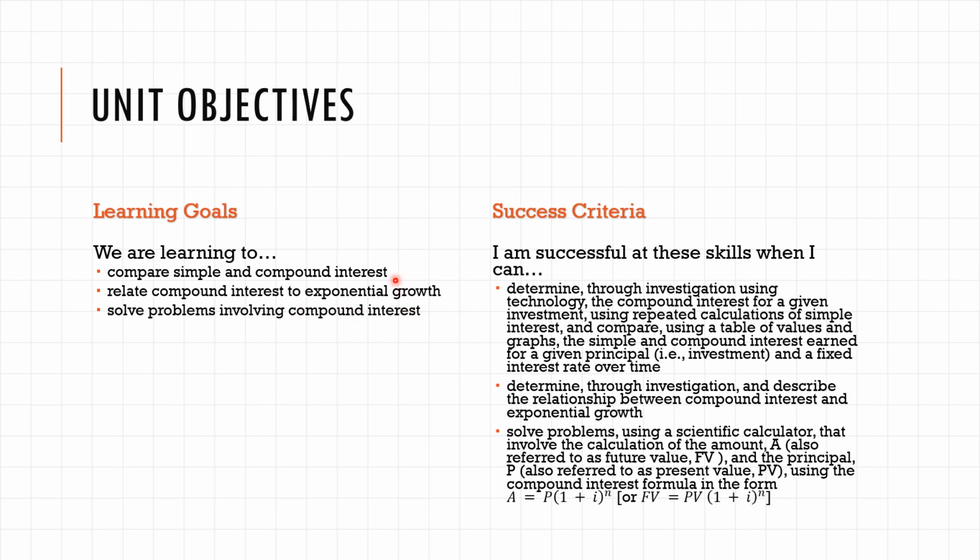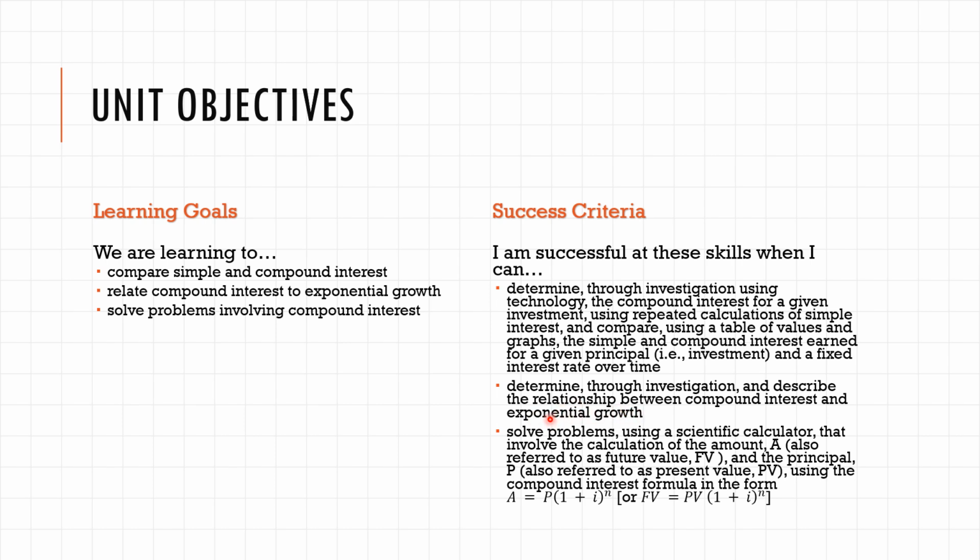And there's lots of things that we will do in accomplishing these goals. We'll determine what is the compound interest for a given investment. And we'll do that by repeatedly calculating something called simple interest. And then we'll use a table of values and graphs to compare the difference between simple and compound interest for a given investment and a fixed interest rate. We'll continue on and we'll determine through investigation the relationship between compound interest and exponential growth.